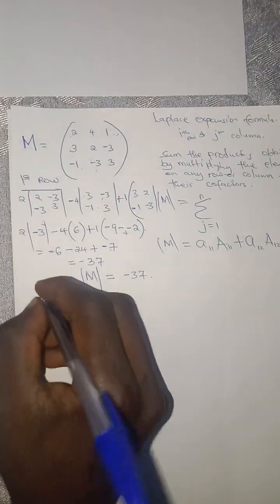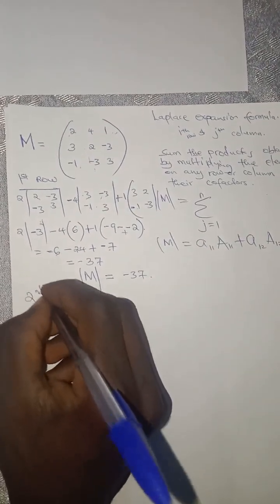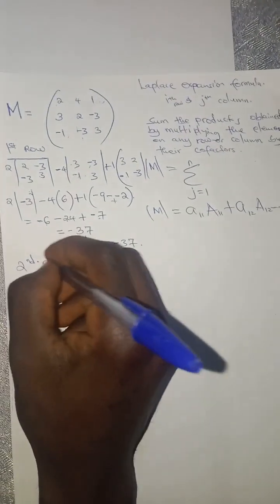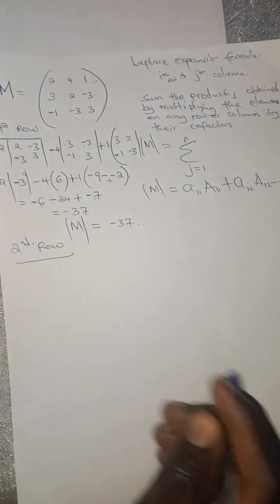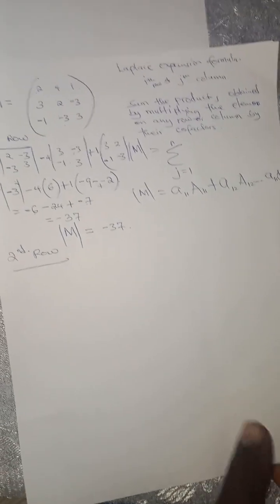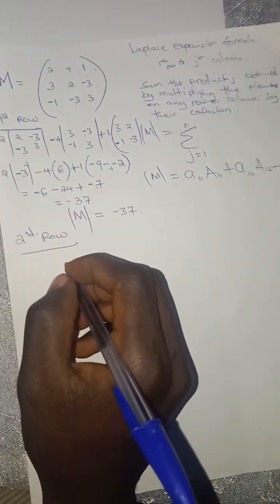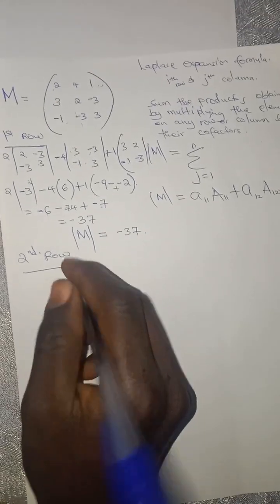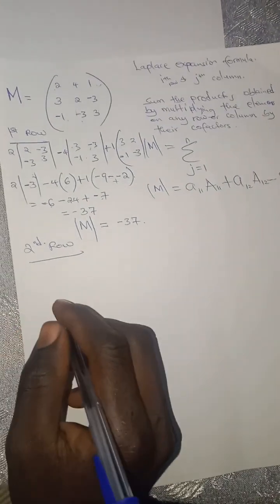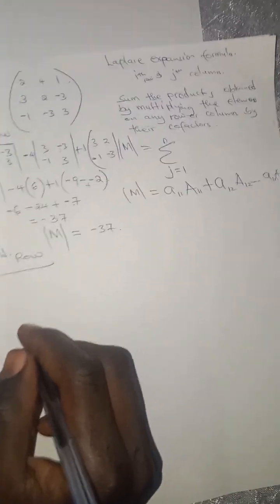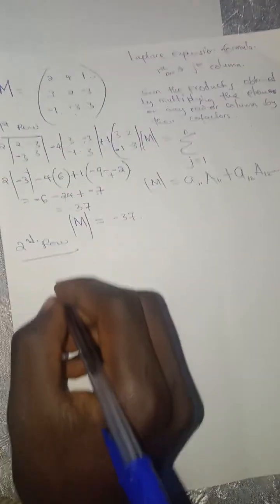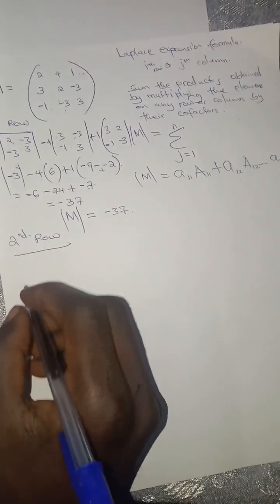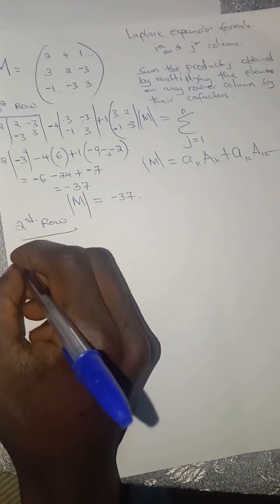What if we expand by the second row? Will the answer be the same? Yes, it should be the same. Let's give a proof so that we at least prove that even if we expand using different rows or columns, we arrive at the same answer. Then we'll take 3 in the second row.